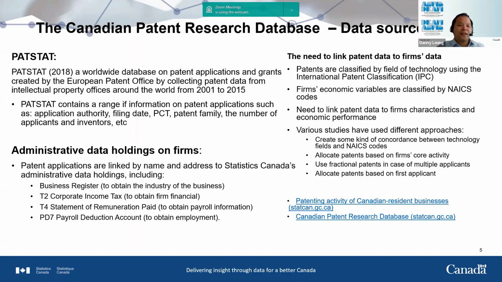Patent applications by where the application was made, the filing date, whether it's part of the Paris Convention Treaty, whether it's part of a family of patents, the number of applicants on the file and the number of inventors, and the technology field, which I think is an important field as well. This is linked to variables you find in the business research microdatabase: basic firm profile information from the business register, firm performance and financial characteristics from the corporate income tax, and labor information from our T4 and PD7.